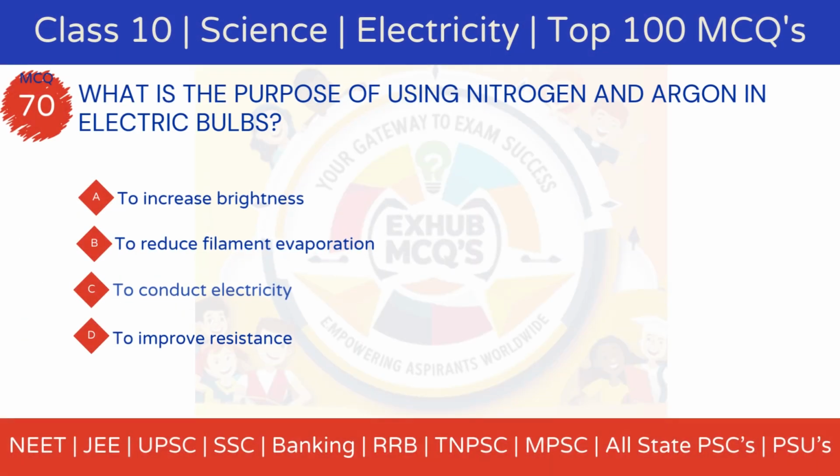MCQ 70. What is the purpose of using nitrogen and argon in electric bulbs? Option A, to increase brightness. Option B, to reduce filament evaporation. Option C, to conduct electricity. Option D, to improve resistance.